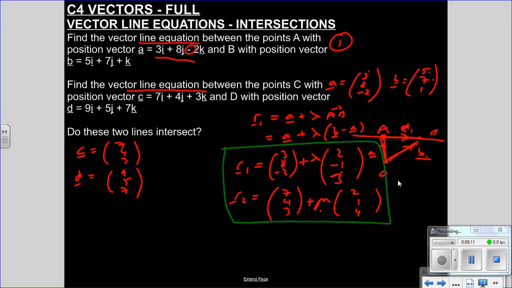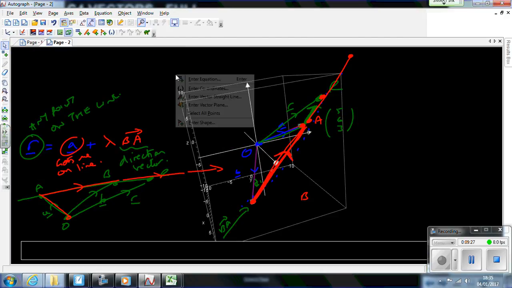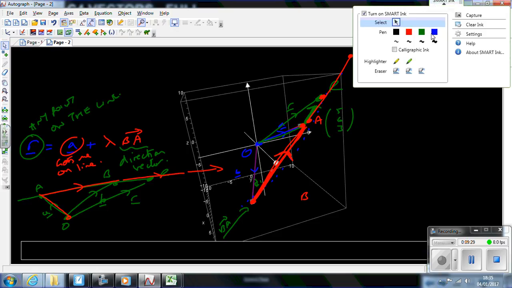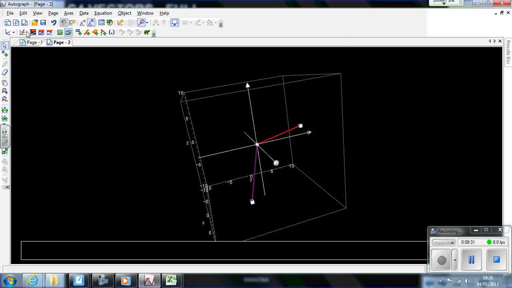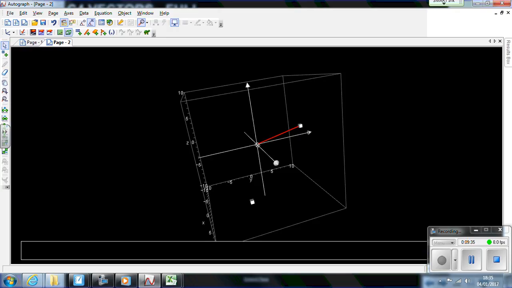We can whack this into Autograph to see, we're going to use the maths to show me, but the question is, do these two lines intersect? And let's see if they do on Autograph. So if we go for, clear the ink, let's get rid of this stuff, get rid of that, get rid of that, get rid of that.